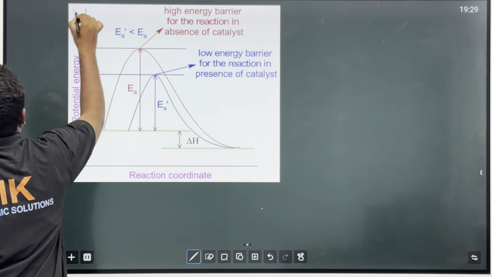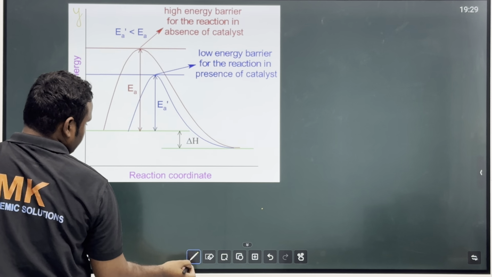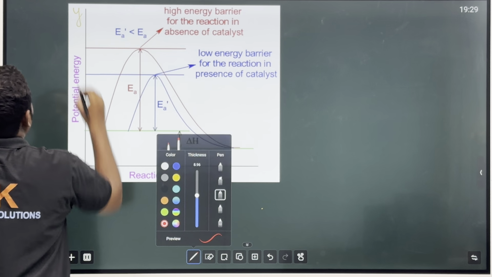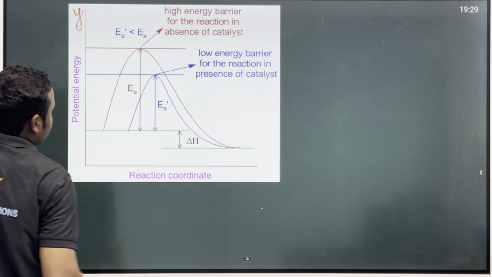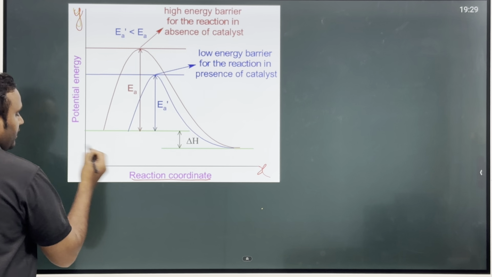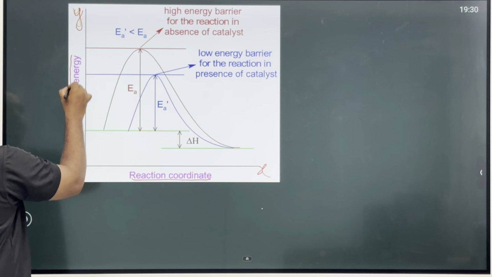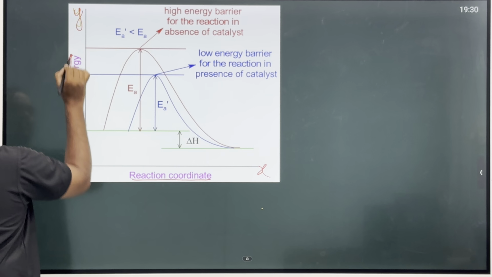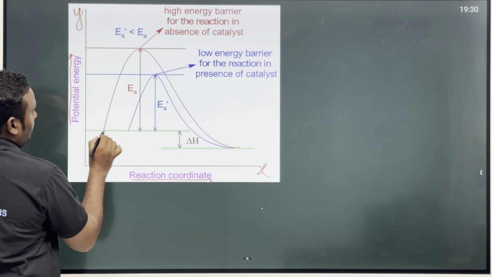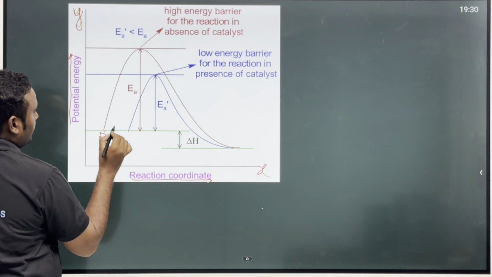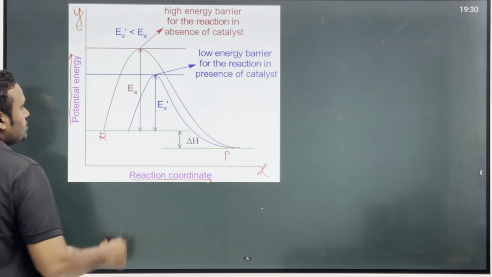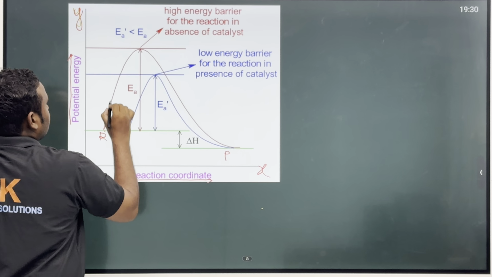Okay, this is the y axis and this is the x axis. On the x axis we are going to take the reaction coordinate, on the y axis we are going to take the potential energy. Potential energy increases on this side. So here let us assume this is the reactant, and here we are having the product. So this is path 1.